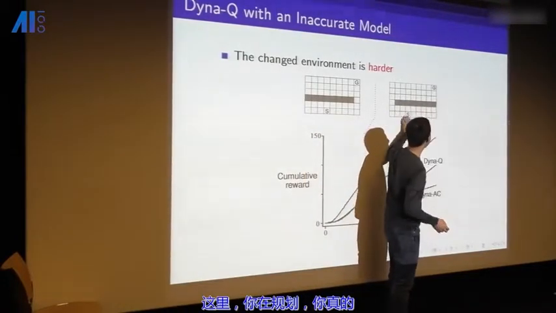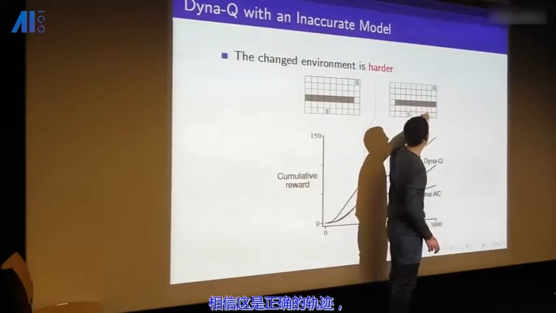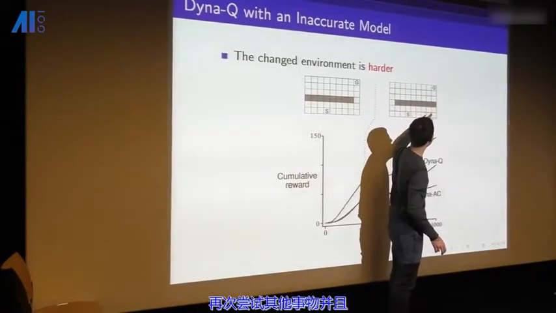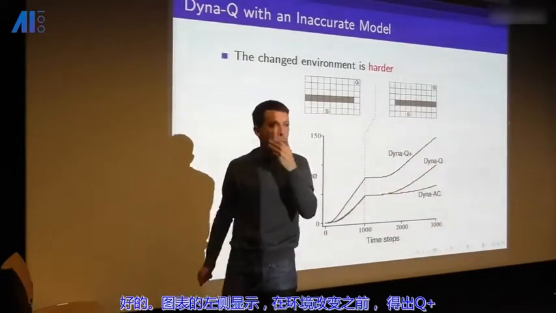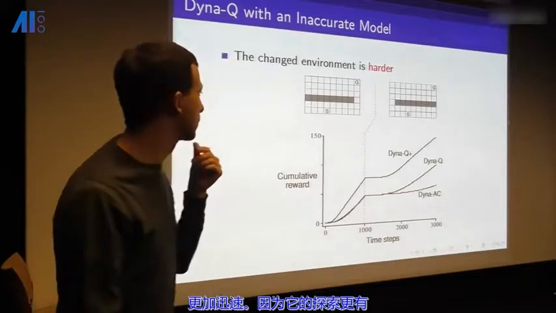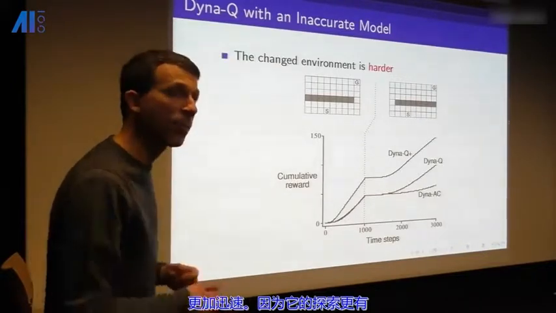You're planning and you really believe that this is the way through. And even once you exclude that, you then have to try other things again and figure out that there's something better. Yeah? On the left-hand side of the graph, why did Dyna-Q+ rise more quickly? Because it explores more effectively.